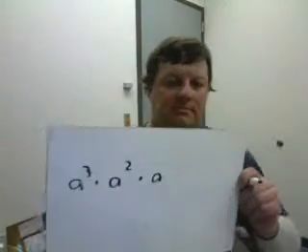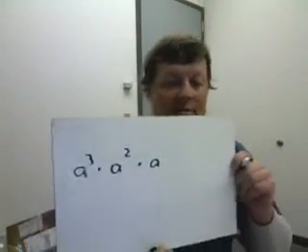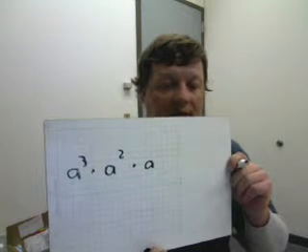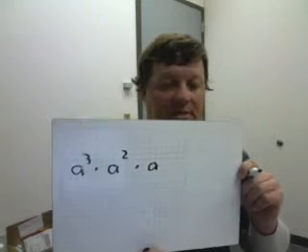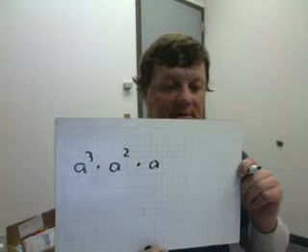Let's say we had a to the third times a to the second times a. What I would like you guys to do is write out what that means and then put down the answer in exponential form. So I'll give you guys a minute to do that.